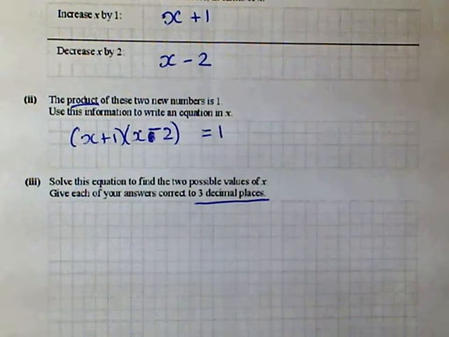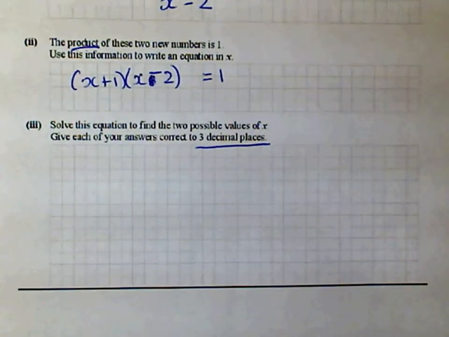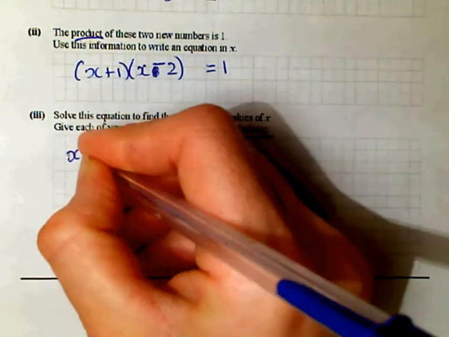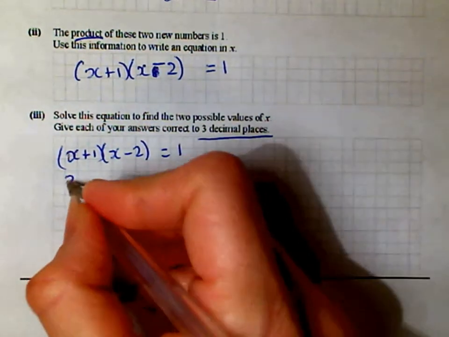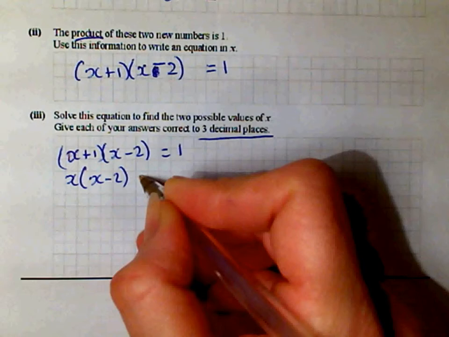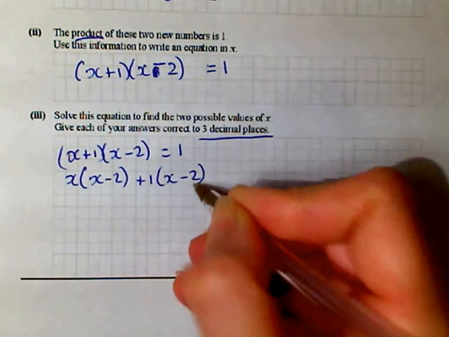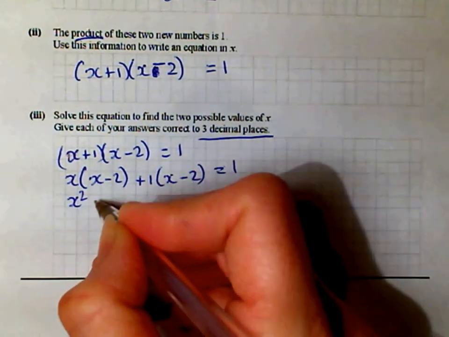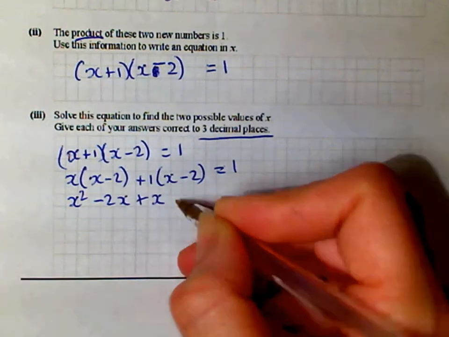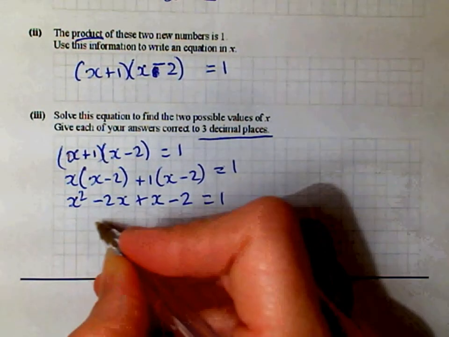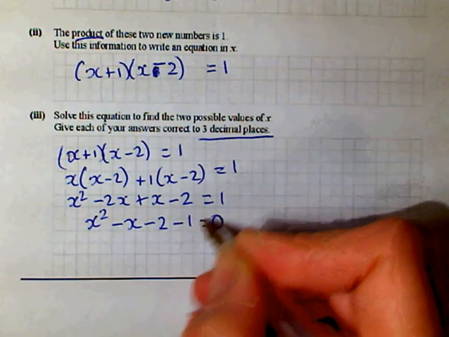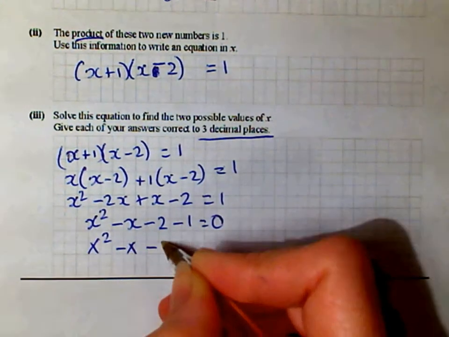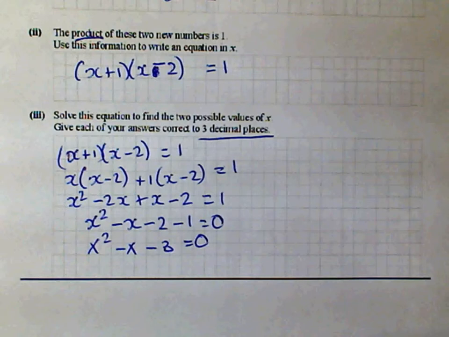Okay, so when it's multiplied out, we have x plus 1 by x minus 2 is equal to 1. So x into x minus 2 and plus 1 into x minus 2 is equal to 1. So we'll have x squared minus 2x plus x minus 2 is equal to 1. So it's x squared minus x minus 2 minus 1 equals 0. So x squared minus x minus 3 equals 0.